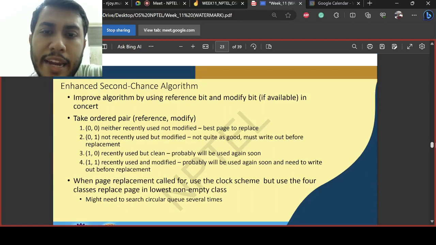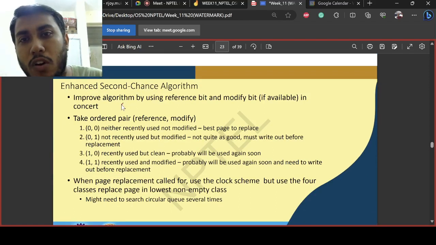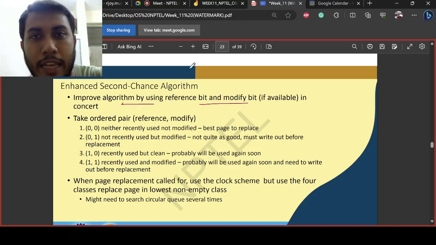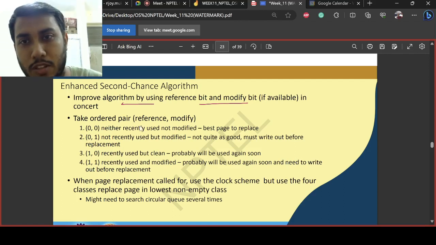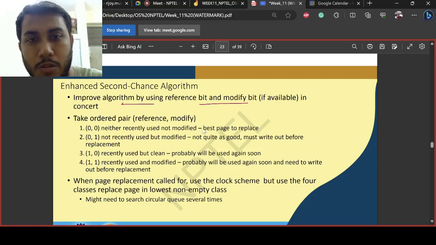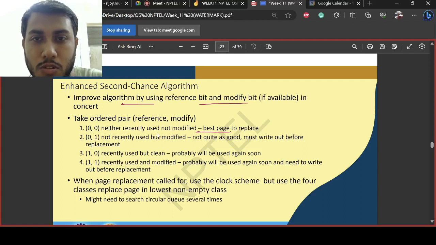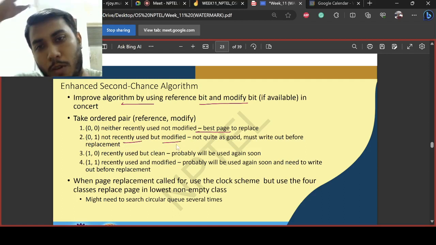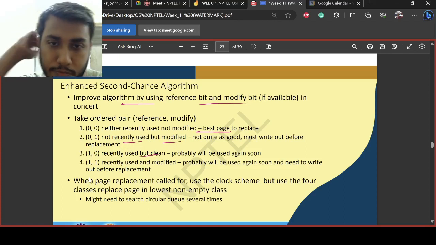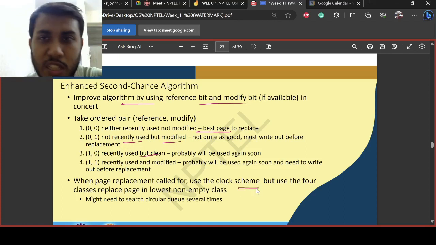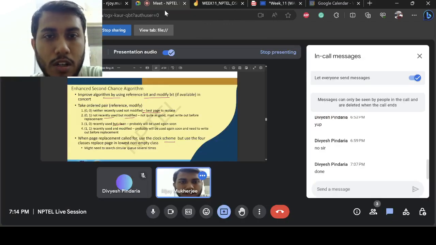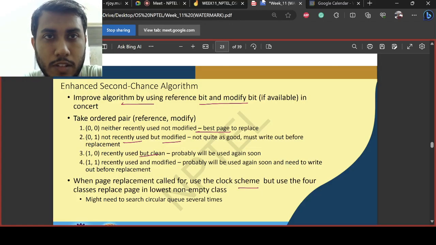So you can again enhance this one. Improve the algorithm by using a reference bit and a modify bit, if available. This can be extended even further. That's what this means: 0, 0 is not recently used, best page to replace. Not referenced, not modified, not recently used but modified, those things. So use a clock scheme, these kinds of things. These are some enhanced versions of your least recently used algorithm.